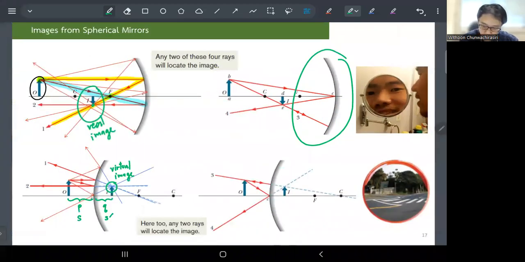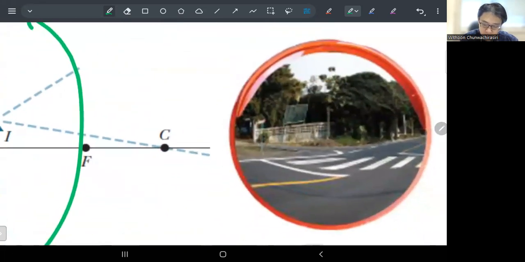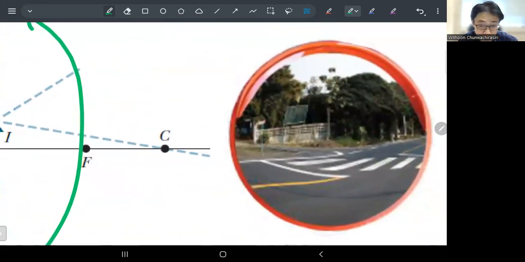All right, or the one with the diverging lens, I'm sorry, diverging mirror was the one that you see at the corner of the street that allows you to see the other side of the road, like is there any incoming cars or not. And as you can notice, the image in that mirror is smaller, okay?